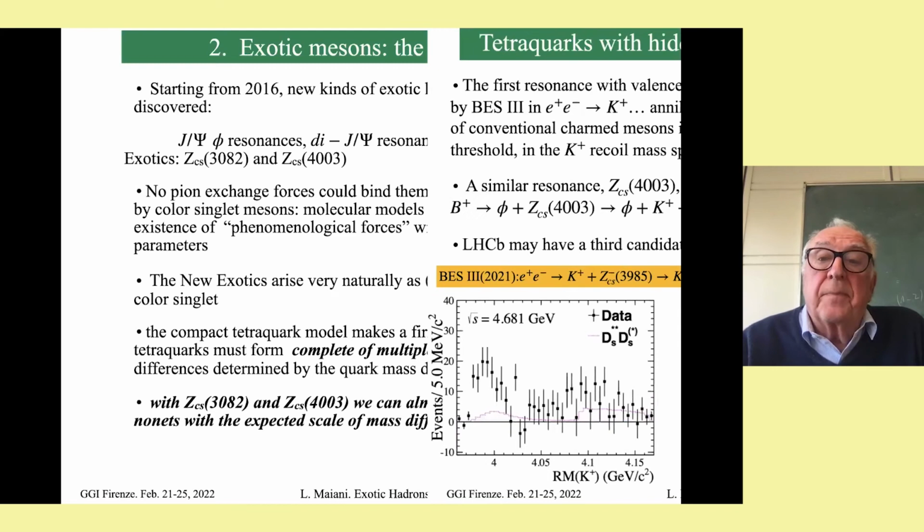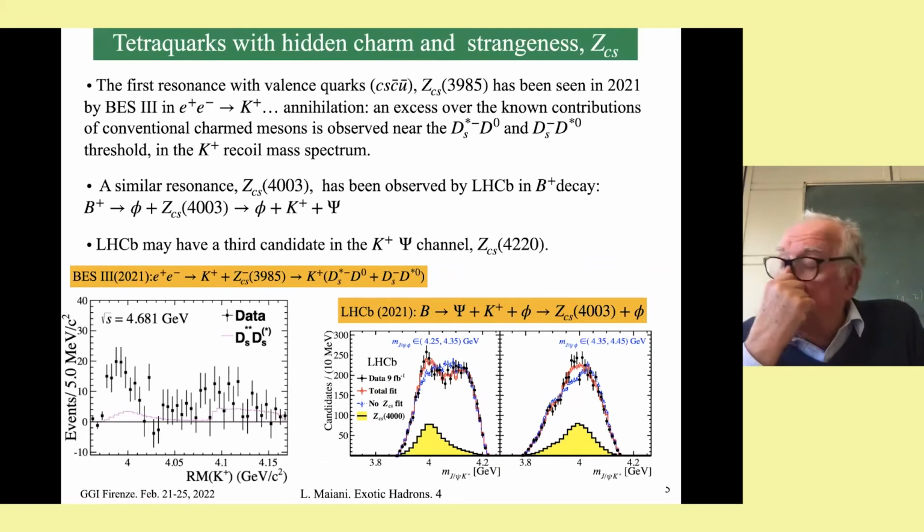These are the diagrams that show the existence of these particles. BESIII, e+ e- going to K+ Zcs(3985).